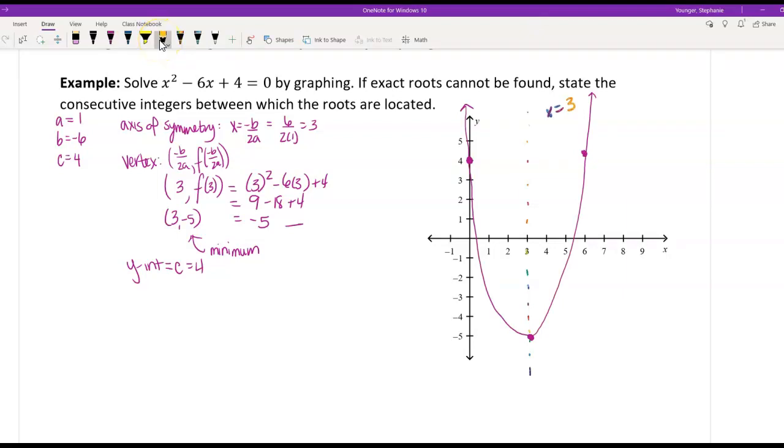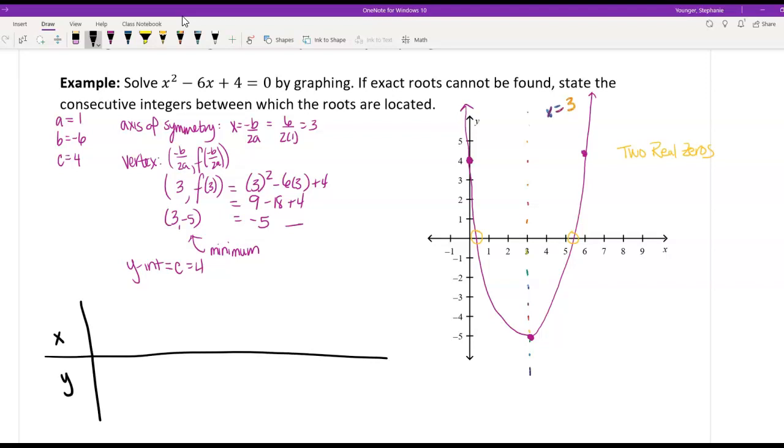All right, so we have 2 zeros. So we have 2 real zeros. But we need to estimate. Right now, they're between 0 and 1 and 5 and 6. But let's make a table of values just to double check. All right, so let's make this table real quick. We have x, we have y.